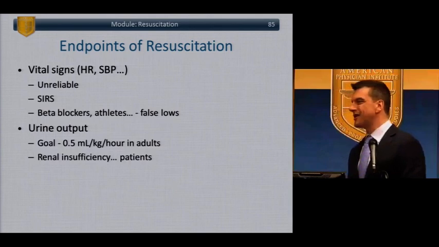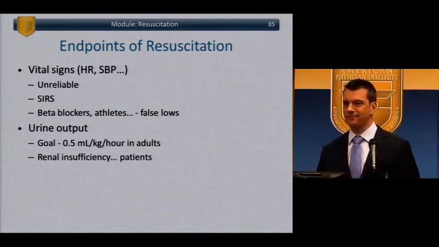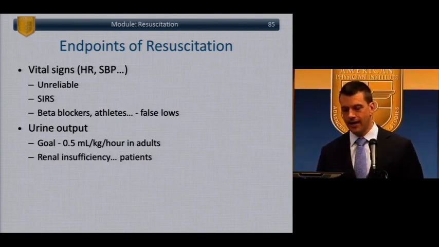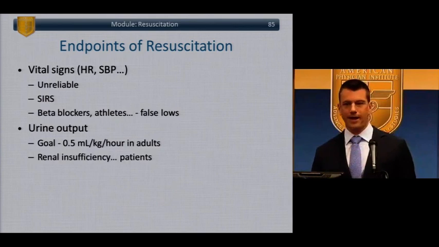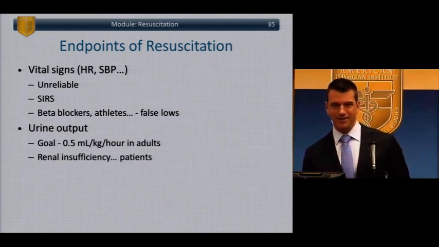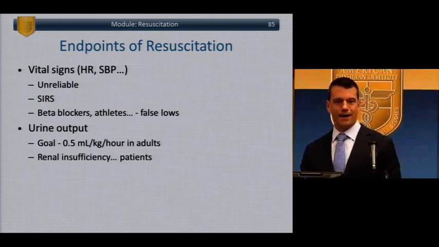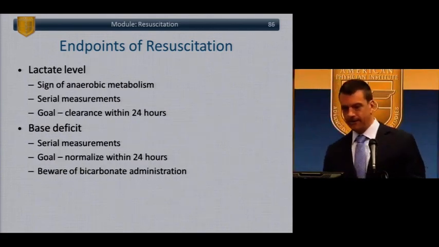Endpoints, vital signs are unreliable. You can have SIRS. You might have these other things if there's infection associated that are driving this other than whether you're in shock or not. Also, drugs, beta blockers, calcium channel blockers, any of these. Urine output is good. Again, you're not always going to be able to use this. Someone with baseline renal insufficiency or someone who's sustained a kidney injury may not come back quickly to use that.